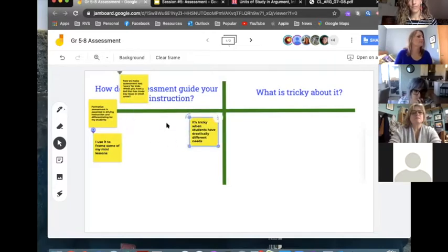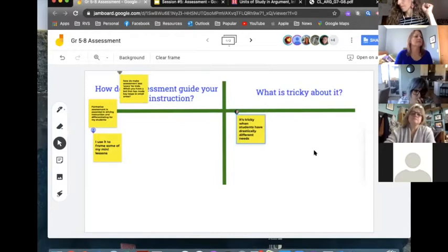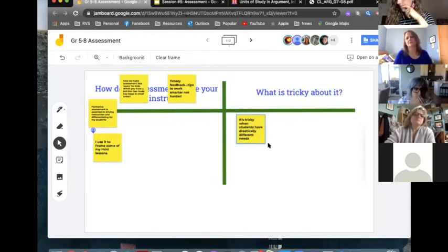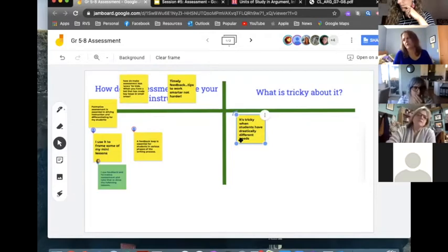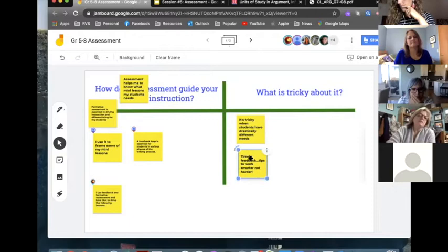Awesome. It's tricky when students have drastically different needs. Yeah, for sure, that differentiation can be really tricky, especially when we have large classrooms. And that's where we have to start to leverage those small group instruction pieces. We want to make sure that we are doing our one-on-one conferencing so that we have those opportunities to have one-on-one conversations to support those students.